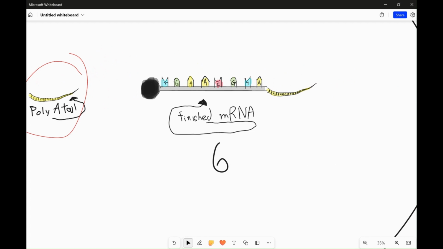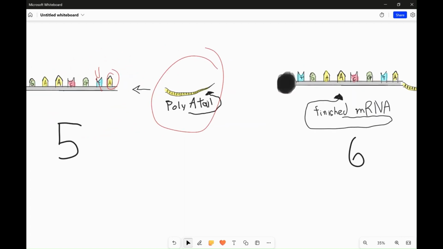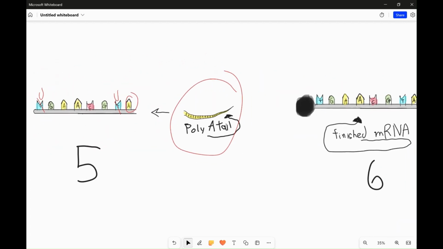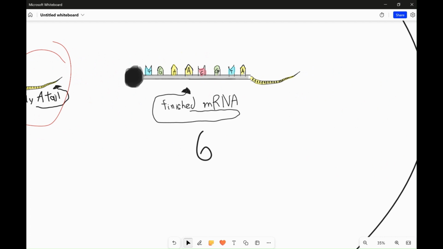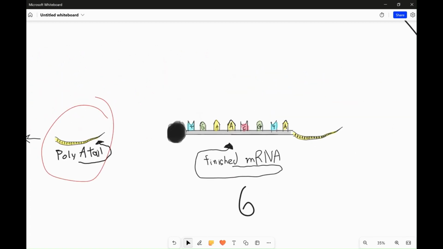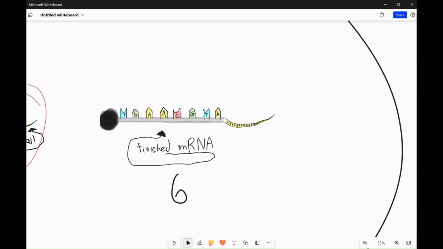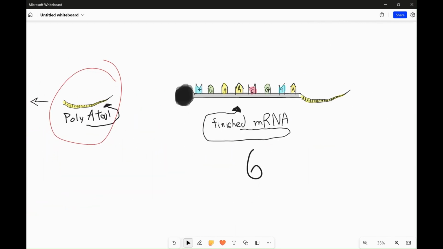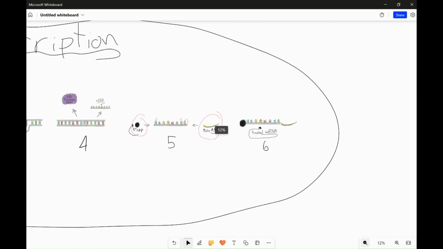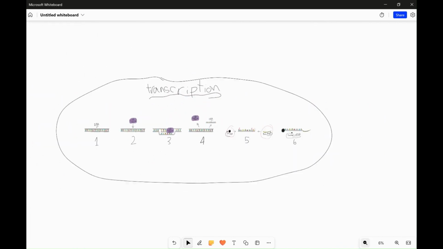Then introns, sections of the RNA that don't code for anything, are removed. I don't have a little picture for this. Then you have the finished RNA and it leaves the nucleus. So yeah, that's basically transcription.